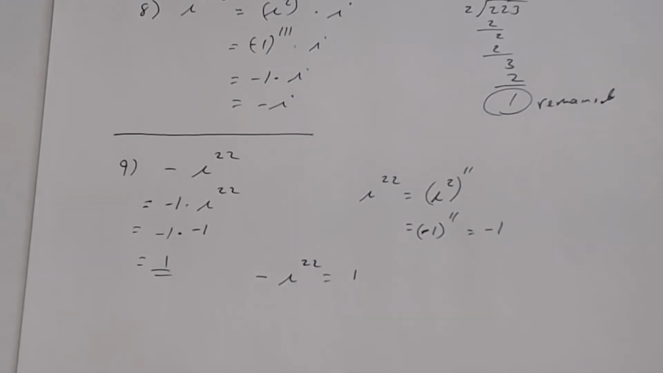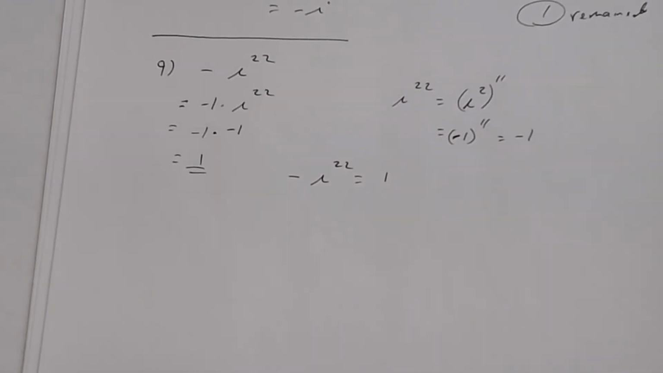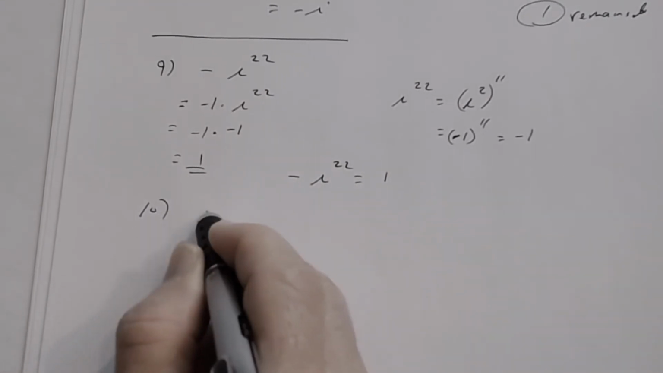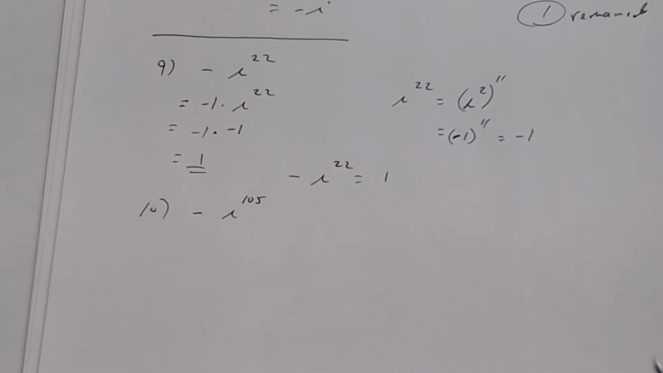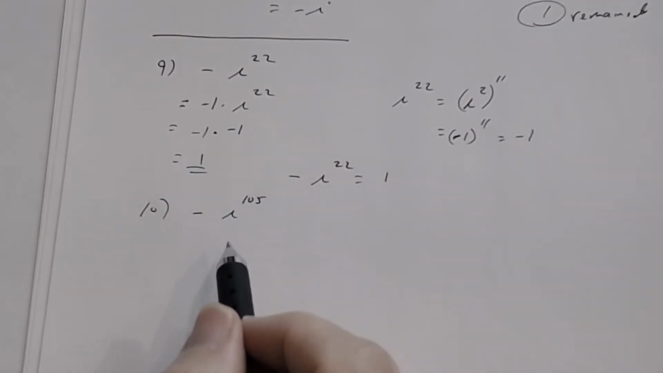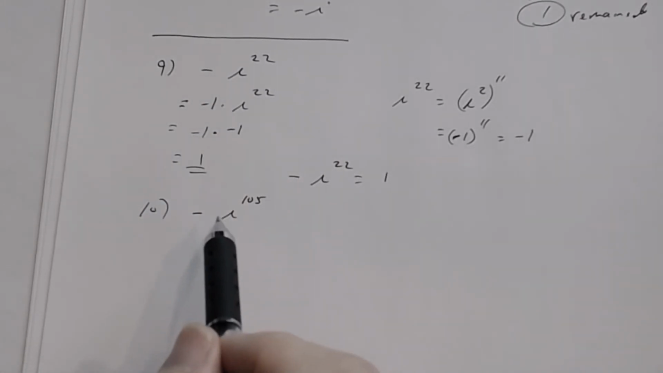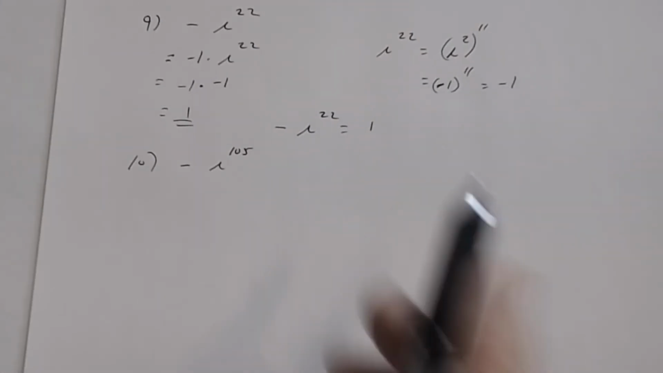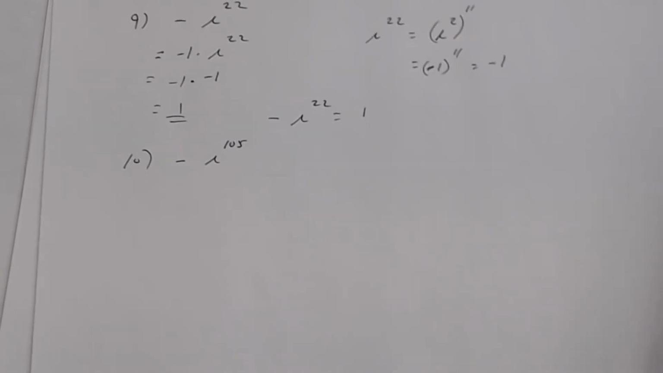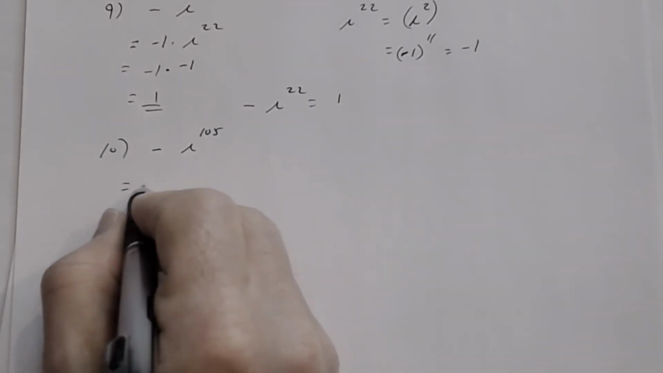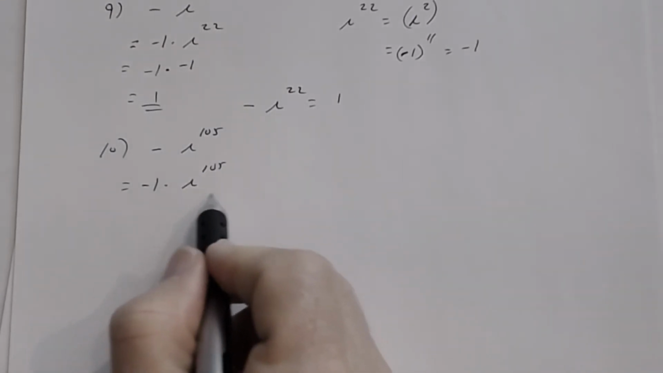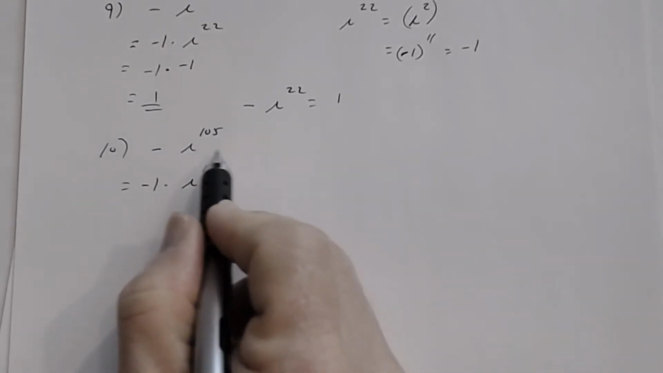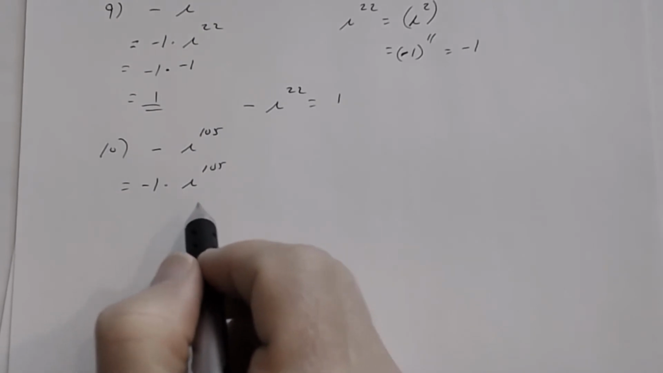All right, so let's look at this. Suppose you had number 10. Suppose this was negative I to the 105th power. Negative I to the 105th power. Okay, we'll just do what we just did. And it sometimes helps to do that. So the way I would approach this is I would write this as negative 1 times I to the 105th power, and then let's simplify I to the 105th power.